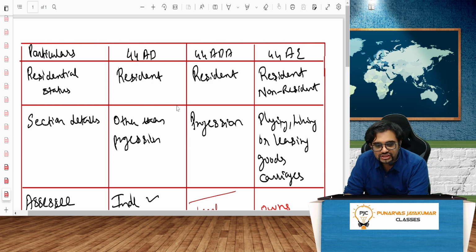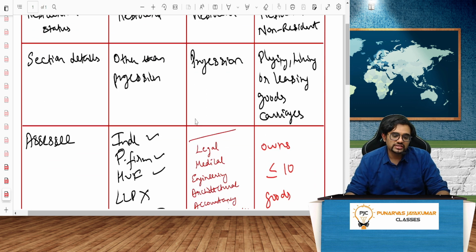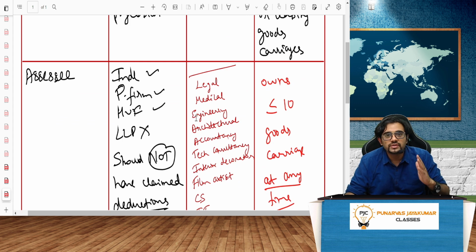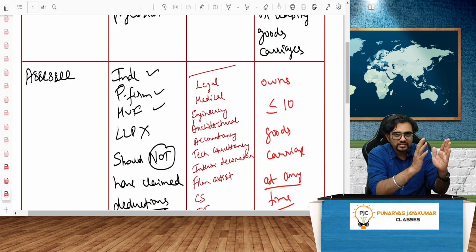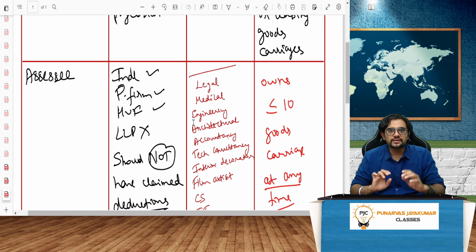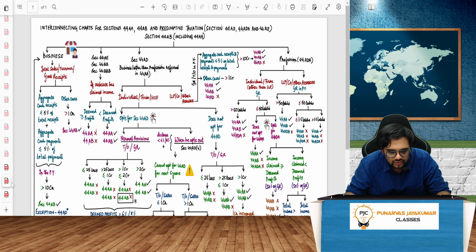Okay. Next, section details. Of course, 44AD is other than profession. 44ADA is profession, and AE is plying, hiring or leasing of goods carriage. Now, who is eligible for 44AD? It's not just an individual. All these people, you know this. That's the revision I'm doing. I saw the section in the bare act, mapped certain things, and then combined everything and made this chart. It took me a couple of hours, but it's worth it. I thought I'll share it with you.